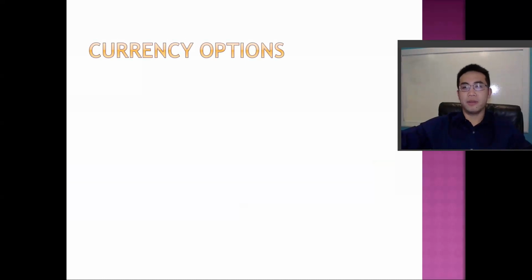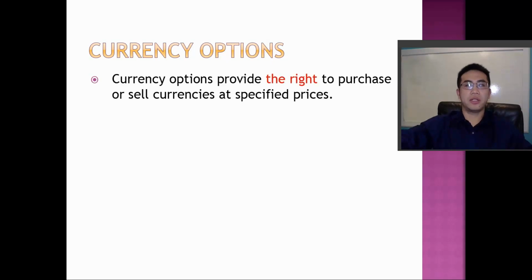In this video clip, I'm going to talk about currency options. Currency options are similar to stock options or bond options, except that the underlying assets of the options are foreign currencies like a British pound, Swiss franc, or Japanese yen. First of all, we should know that currency options provide the right to purchase or sell currencies at specified prices.